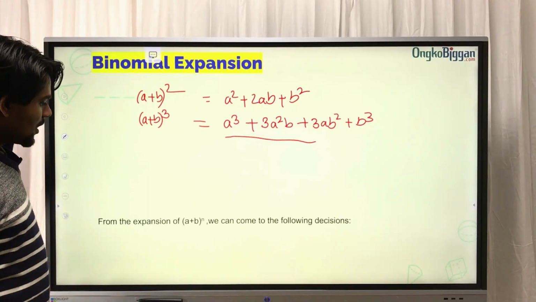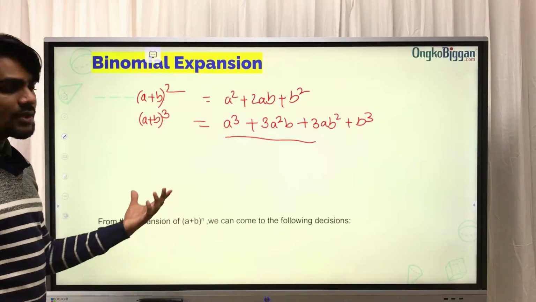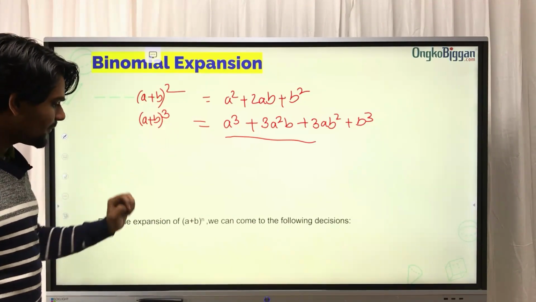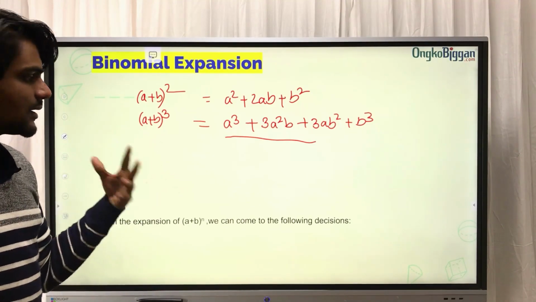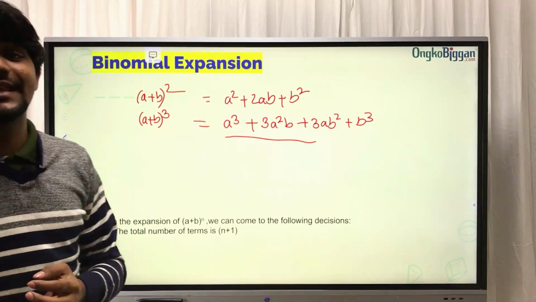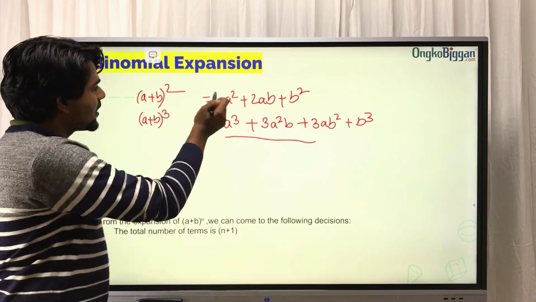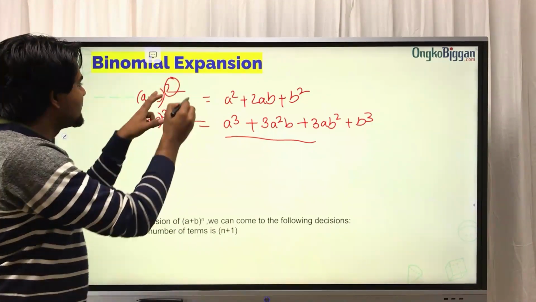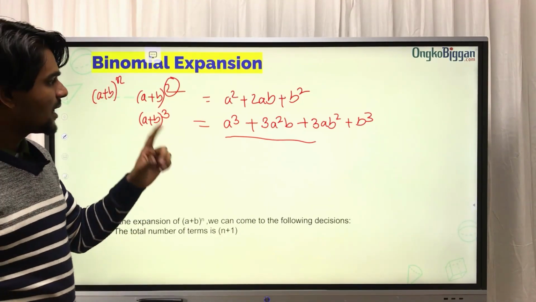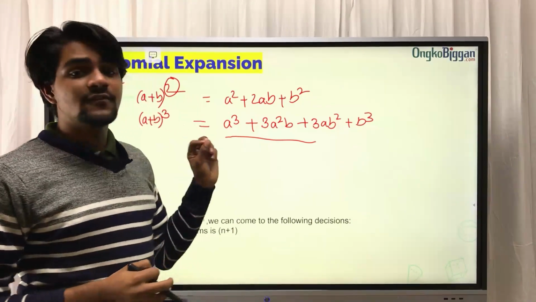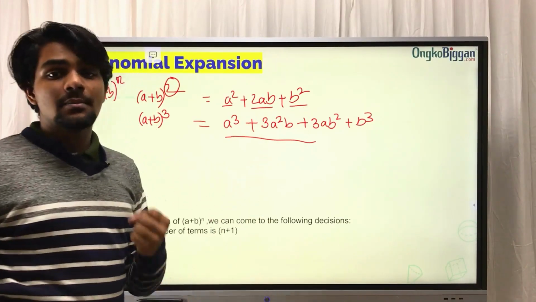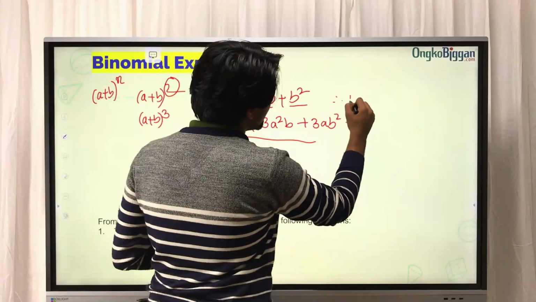For a plus b whole to the power of n, here n is equal to 2 and here n is equal to 3. We can come to the following conclusions. The first one is that the total number of terms is n plus 1. See here, n is equal to 2 in a plus b to the power of n. If you look at the number of terms in the expansion, you will see there is 1 term, 2 terms, and 3 terms. So the number of terms is 3.